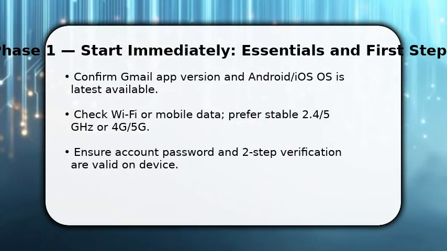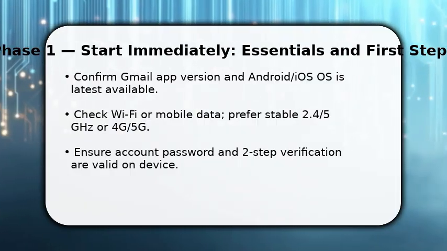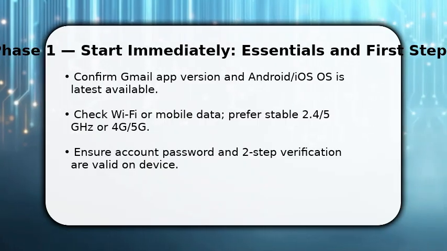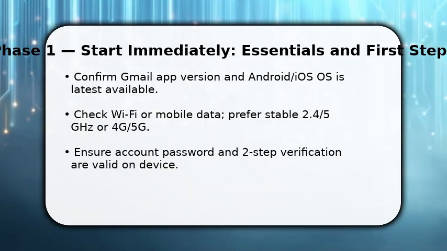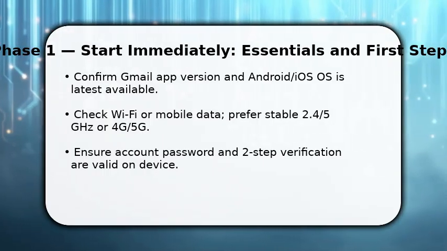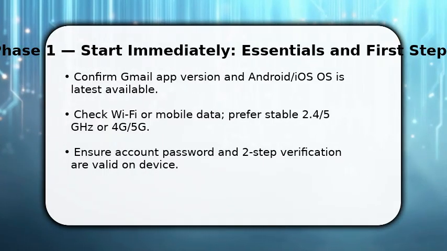Open Gmail and go straight to account settings. You must act now. You will check app version, OS version, and network. Why? Because outdated software or flaky connections block sync. Once done, force stop the app on Android or swipe close on iOS, then reopen to trigger a fresh sync.